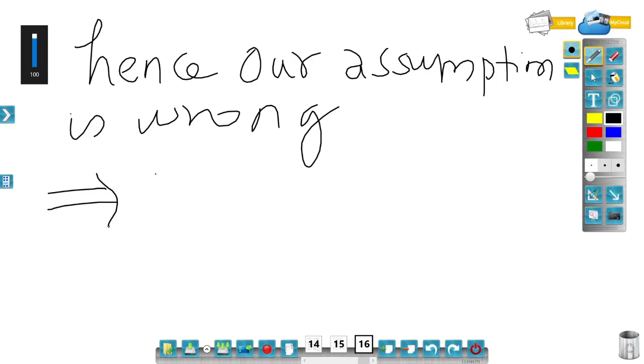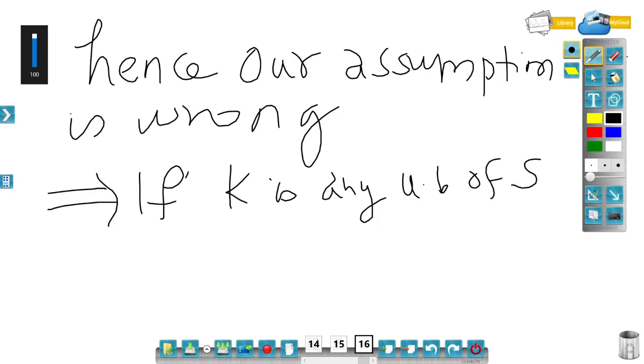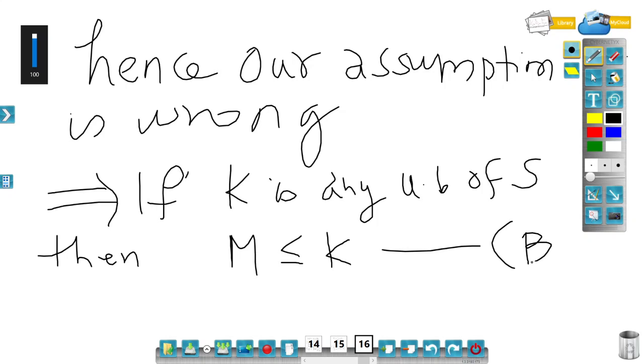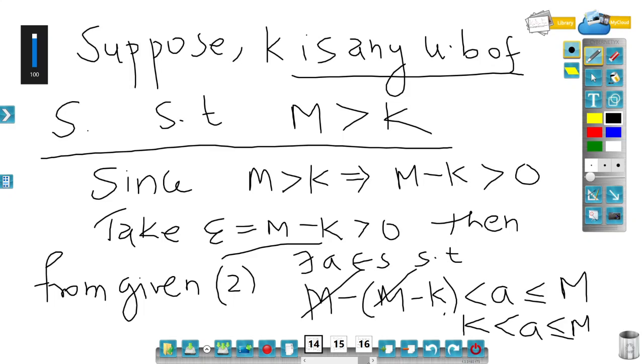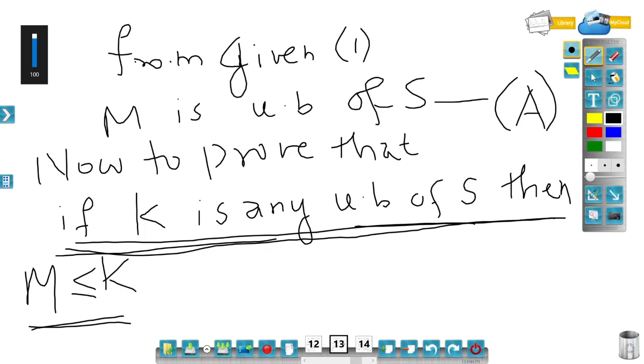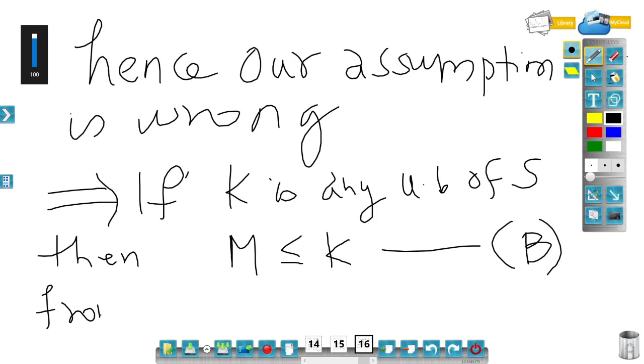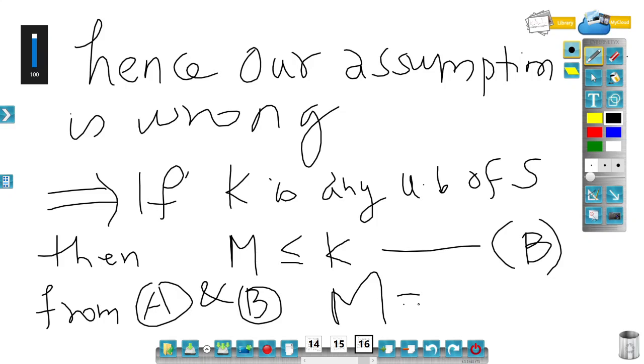This would imply that if k is any upper bound of S, then m must be less than or equal to k. Let me call this capital B. Somewhere I have stated capital A also. Let me see where I have stated capital A. Yes, this is A: m is an upper bound of S, and I have now stated capital B also. So from A and B, we can say that m is equal to the supremum of S. So this completes the theorem.